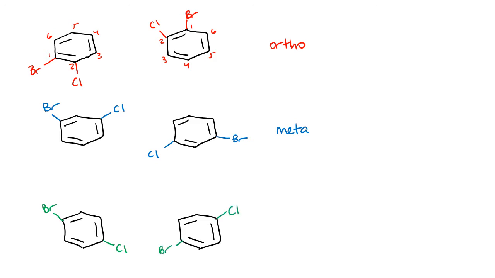And again, for the numbering, it will remain the same, so we're always going to give bromine number 1 since it comes first in the alphabet. And we would number in the direction to give chlorine the lowest possible number.